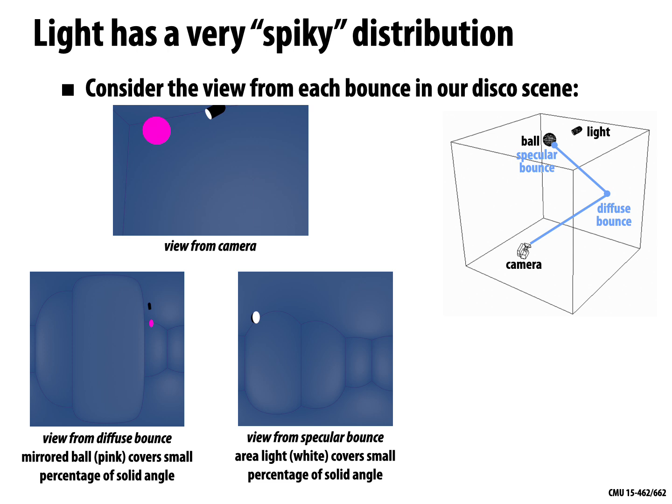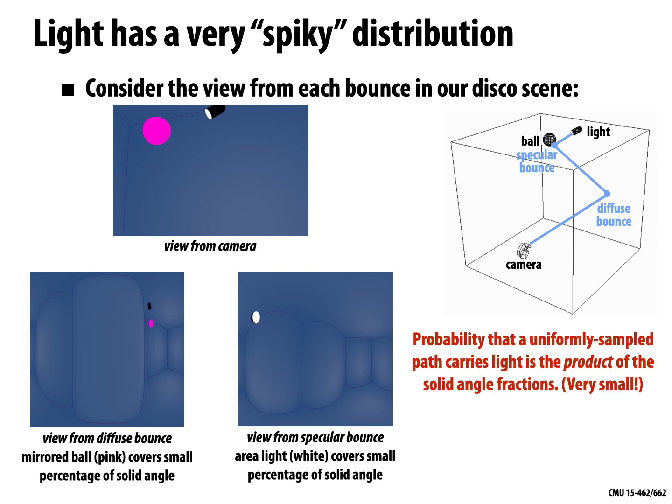So the light that ultimately arrives at the camera is a very small percentage of a very small percentage of the light source. And you can imagine this gets worse the more bounces we take. You could have a very small percentage of a very small percentage of a very small percentage. If you're naive about how you sample, if you just shoot rays randomly in all directions, good luck ever finding any useful light. Right? So the probability that a uniformly sampled path carries light is very small. Okay? Especially if we consider long bounces.